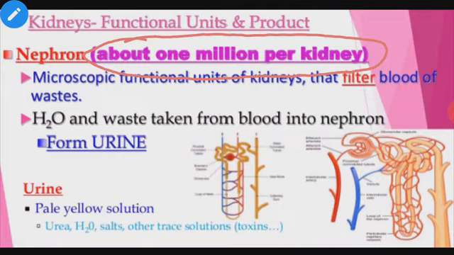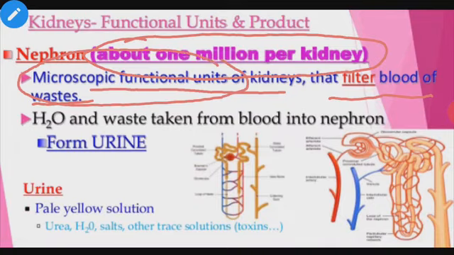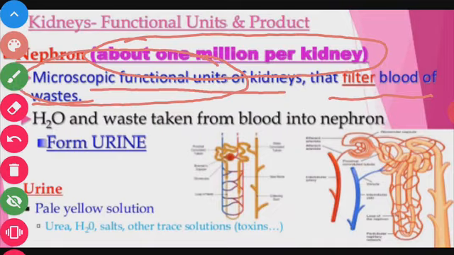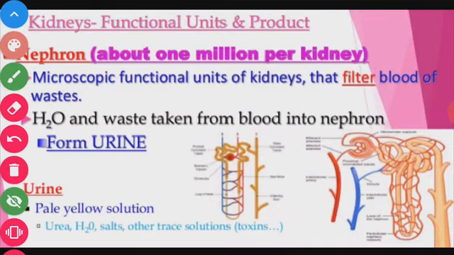These nephrons are microscopic functional units of the kidney that filter the blood. The wastes that are present in the blood are filtered by these microscopic functional units, which are called nephrons.